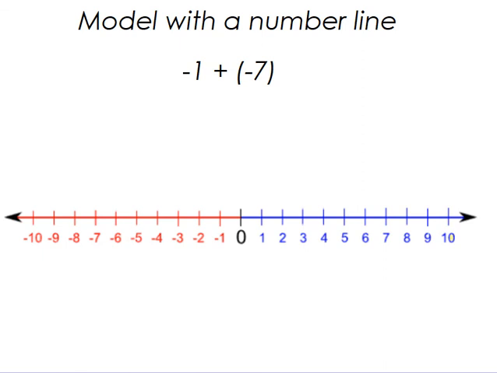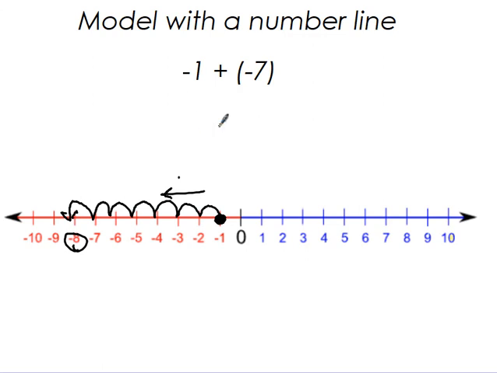So I have -1 plus -7. We're going to start from our first number on our number line. So on the number line, I have to find the -1. That's left of 0, -1. We'll do it on the number line. So I'm starting here on -1. I'm adding a negative number, so that means I have to move left on my number line 7 times. 1, 2, 3, 4, 5, 6, 7. And I ended right here at -8. So I just modeled what -1 plus -7 is by recognizing that when I add a negative, I have to move left on my number line.